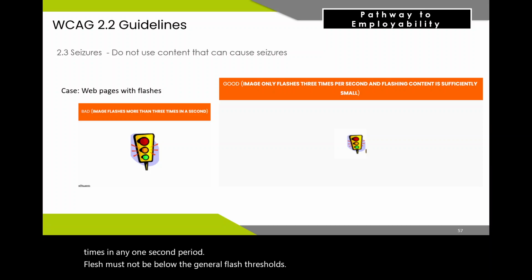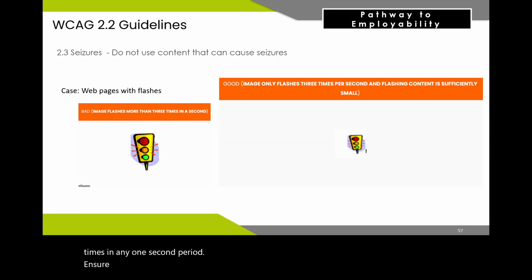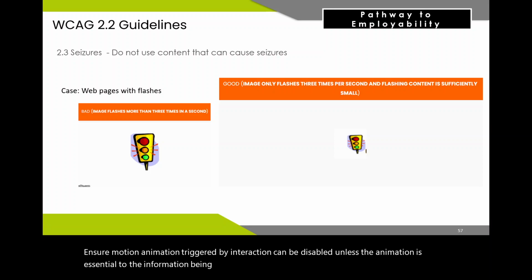Level AAA criterias. Ensure web pages do not contain anything that flashes more than 3 times in any 1-second period. Ensure motion animation triggered by interaction can be disabled unless the animation is essential to the information being conveyed. References. Understanding Guideline 2.3. Understanding Success Criterion 2.3.1.